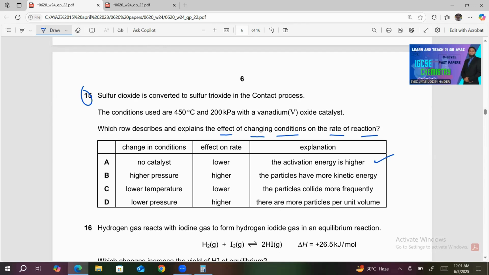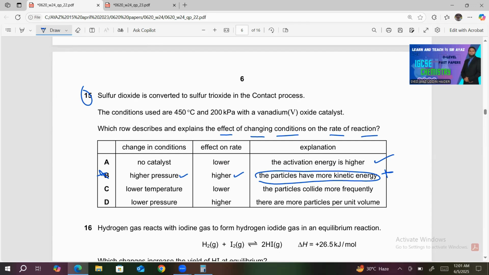For the convenience, I'm looking at the other choices also. What will happen if you increase the pressure? Effect on rate, higher rate, the particles have more kinetic energy. Now, this is correct. Higher pressure will definitely increase the rate, but this is incorrect. This is not related to the kinetic energy. This won't increase the kinetic energy of the particles. In fact, particles come closer to each other, there will be more collision. That's why the rate becomes higher. This is incorrect.